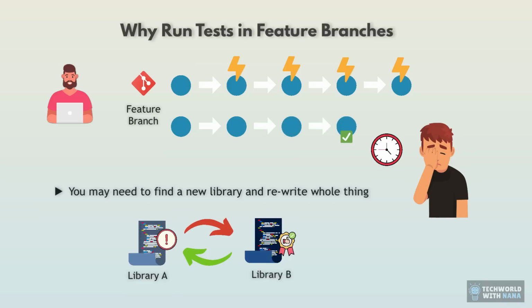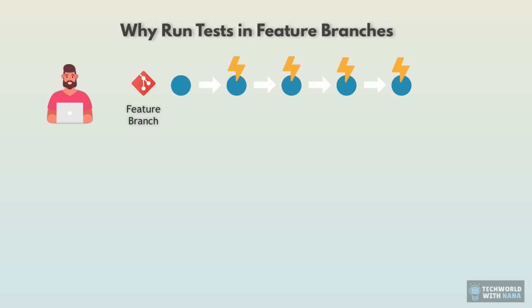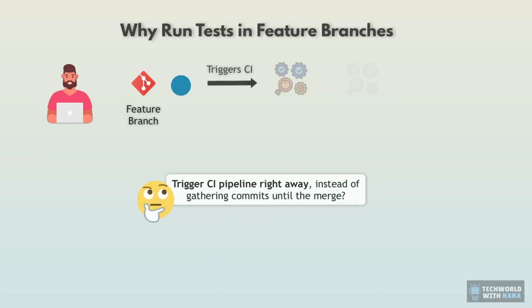test it again, and so on. But you could have saved yourself all the time if you tested your code changes right away on the very first commit, instead of collecting those commits and then running tests later on the merge request.